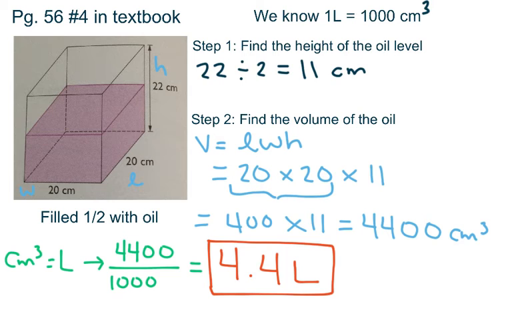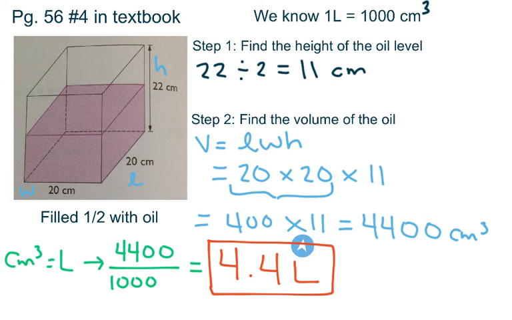So our second step is going to be to find the volume of the oil. So we know that to solve for volume, we take our length times our width times our height. Now, in order to do this, we're going to take our width and our length. So we've got our length of 20, our width of 20, and then we're going to multiply it by the height of the oil, which is 11. So 20 times 20 is 400.